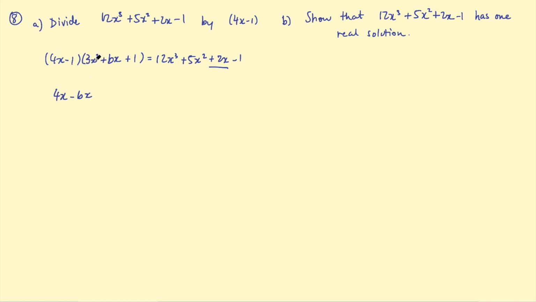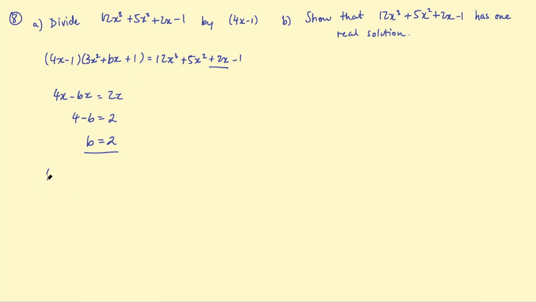4x times 3x squared is an x cubed. 4x times bx is an x squared. So there's no other x terms other than these two. So these added together need to equal plus 2x. So we can say 4x take bx equals 2x. What does this tell us? Well, looking at the coefficients, we can say that 4 take b equals 2. And then 4 take what equals 2? Well, b must equal 2, right? 4 take 2 is 2. Okay, so then we have our answer, 3x squared plus 2x plus 1.